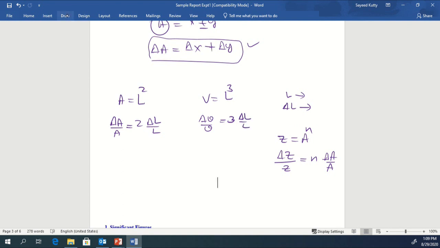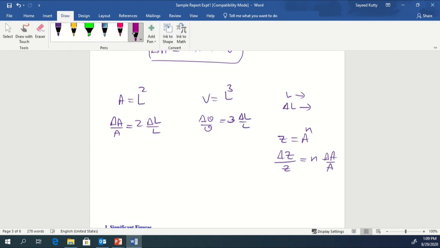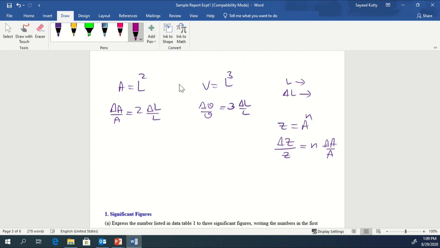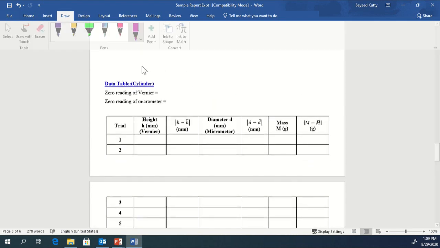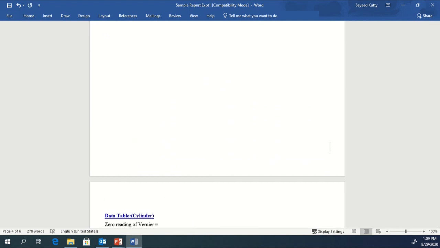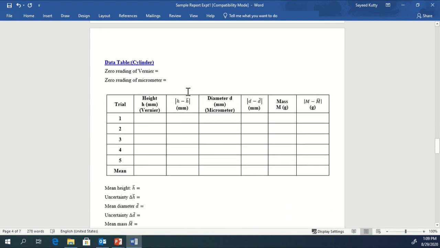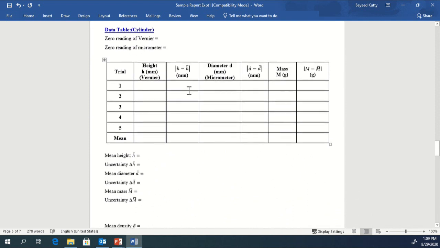So let us do our experimental objective. Here if you go all the way down, you can see that we will be using the same equations, and here let us go through this analysis. Now here we have an option, and I'm going to show you how to fill this.